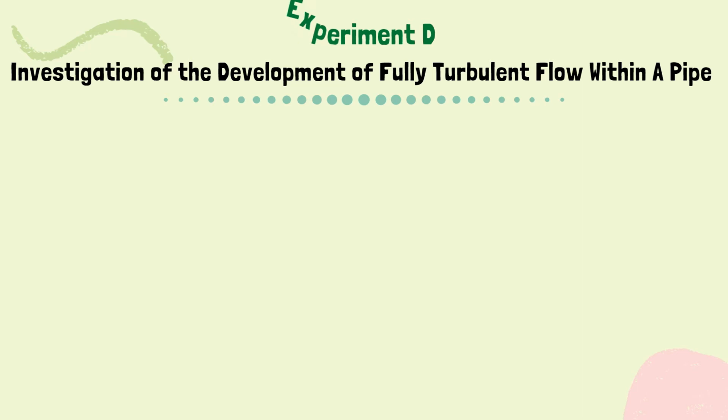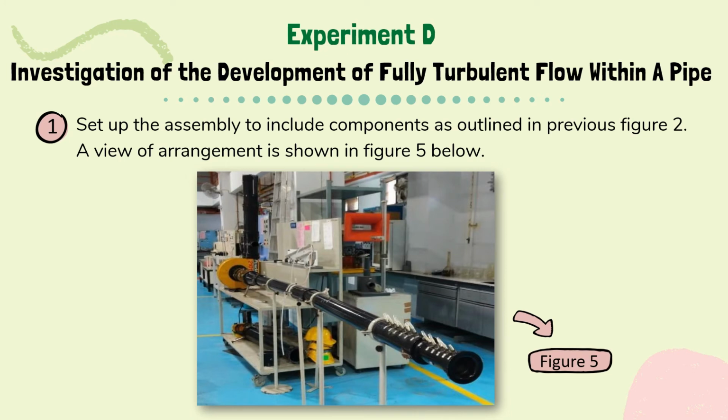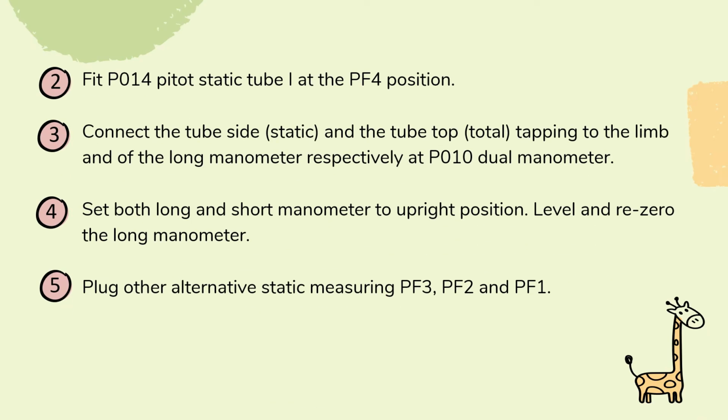For the last experiment, Experiment D, investigation of the development of fully turbulent flow within a pipe. Set up the assembly to include components as outlined in the previous Figure 2. A view of the arrangement is shown in Figure 5 below. Step 2. Fit the P014 Pitot static tube 1 at the PF4 position. Subsequently, connect the tube side and the tube top tapping to the limb end of the long manometer respectively at the P010 dual manometer. Then set both long and short manometers to upright position, level, and re-zero the long manometer.